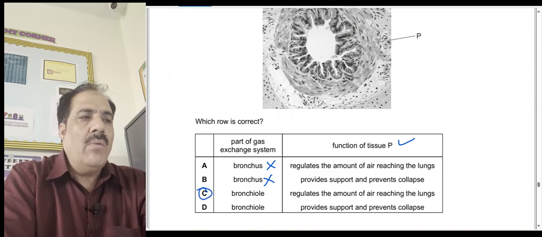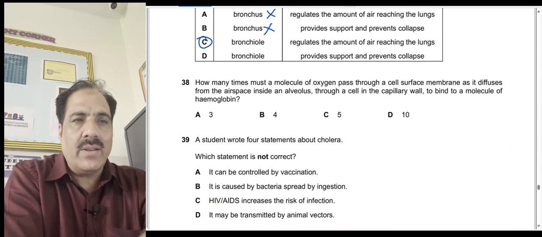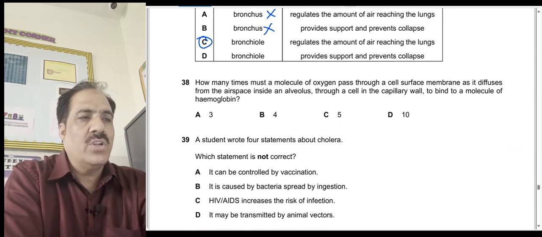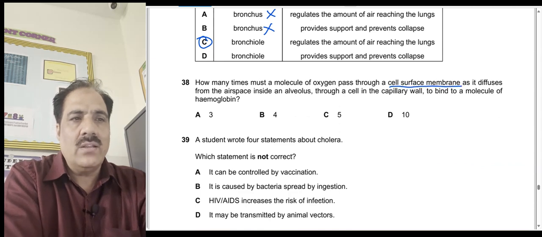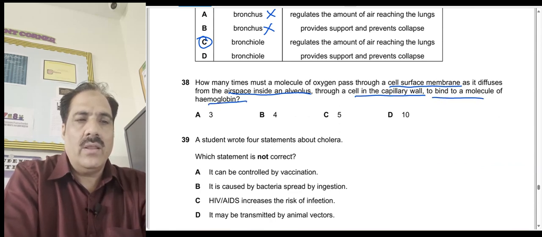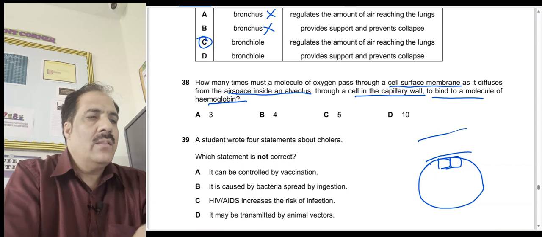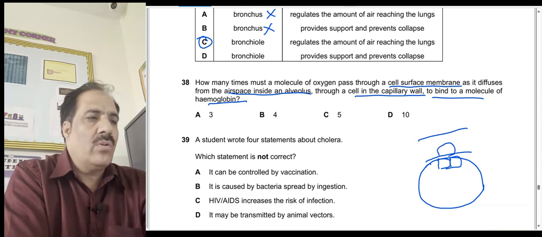Question number 38. How many times must a molecule of oxygen pass through a cell surface membrane as it diffuses from the airspace into an alveolus, through a cell in the capillary wall, to bind to a molecule of hemoglobin? So let's first see the alveolus. The alveolus has a single layer of cells over here. This is a capillary surrounding it. The capillary has a single layer of cells over here. And then it must bind to a molecule of hemoglobin.